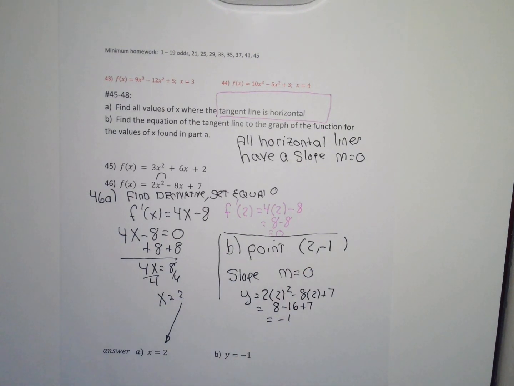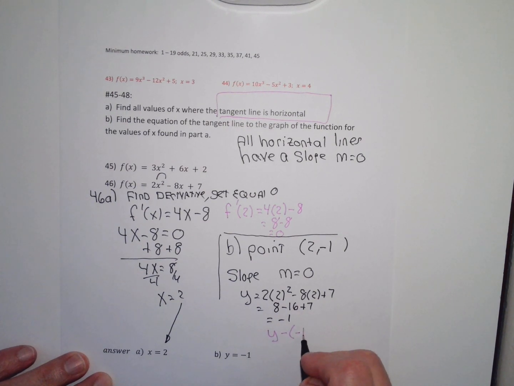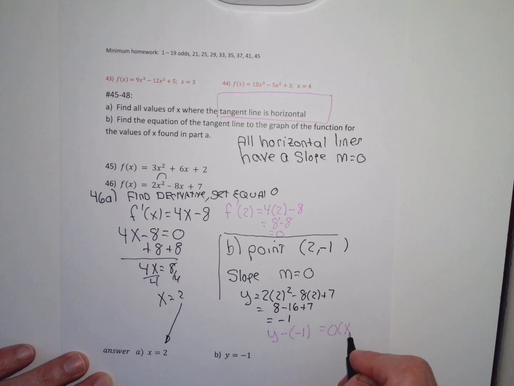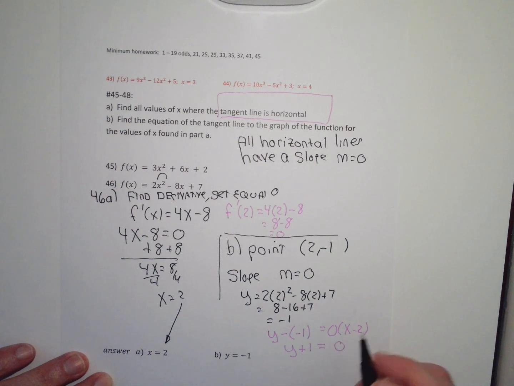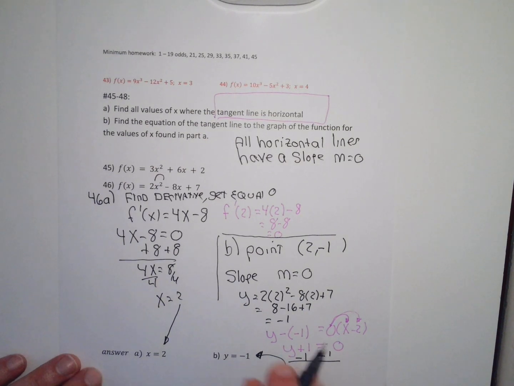If I didn't know that, I can just do the algebra. Go y minus the y-coordinate of the point, which is y minus -1, equals m, which is 0, times x minus the x-coordinate of the point. Algebraically, the double negative on the left-hand side turns positive. Anything times 0 is going to be 0. On the right-hand side, to clear the parentheses, I'd go 0 times x, which is 0, 0 times -2, which is 0. The whole right side will come out to 0. To finish this up, to get my equation, I would just subtract 1 from both sides, and I'd get the equation of the line as y equals -1.